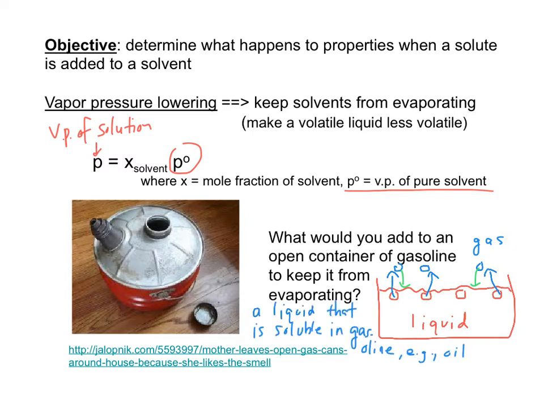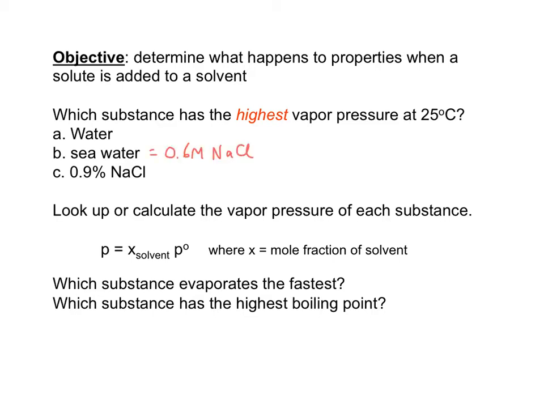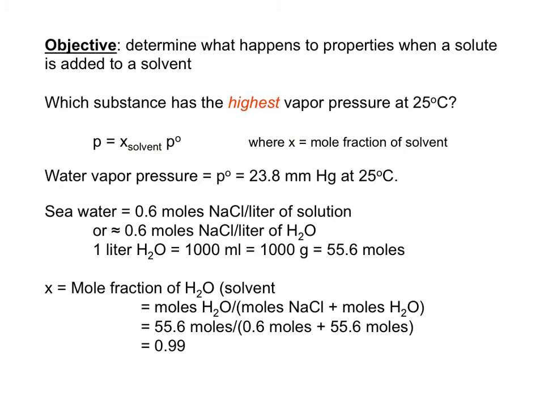Here's an answer. You have water, seawater, and 0.9% salt, which is the physiological concentration of salt in our body. Stop the video and answer these questions. And the answers are: at 25 degrees, water has a vapor pressure of 23.8 millimeters of mercury. You can look up that vapor pressure on a table online.